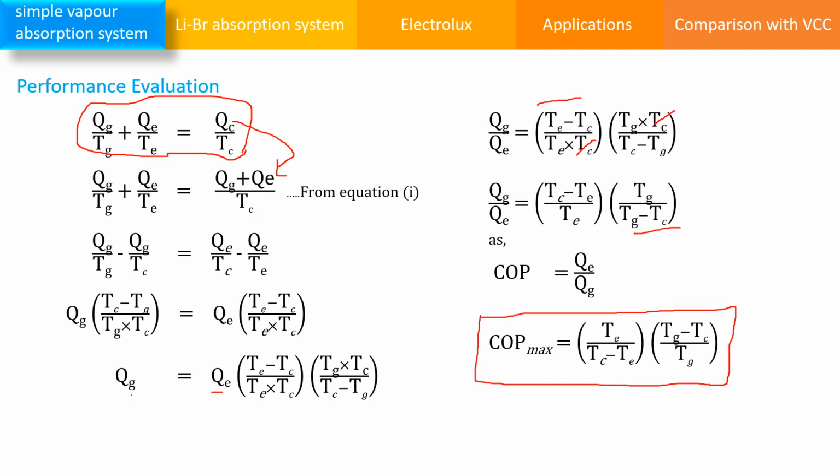This is the maximum coefficient of performance possible in a vapor absorption cycle, which only depends on three temperatures: the temperature in the evaporator, the temperature in the generator and the temperature in the condenser. So this is the formula for the maximum possible coefficient of performance of a vapor absorption cycle. Obviously, due to practical factors, this is not achieved. The real or actual COP is some percentage of this. We will see one small numerical on a simple vapor absorption system next.